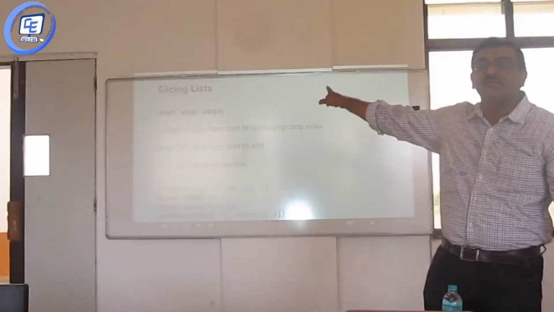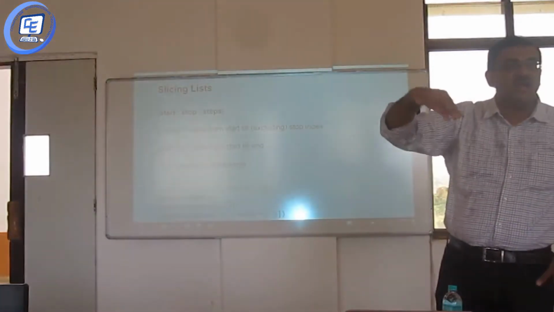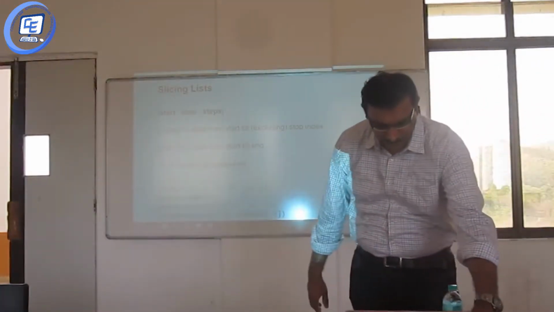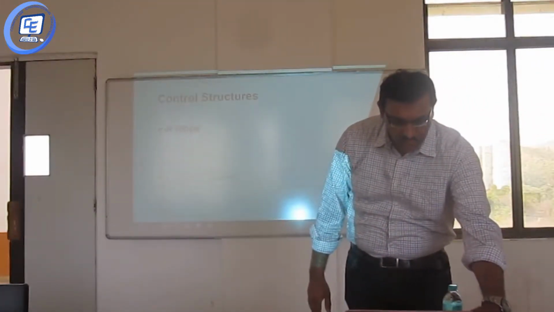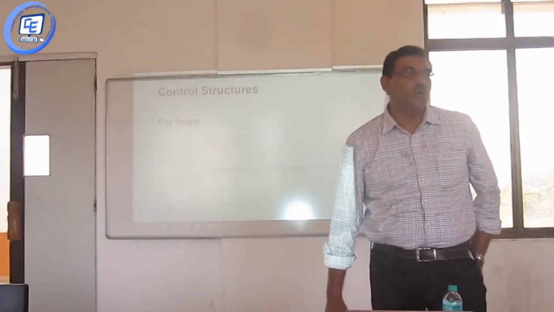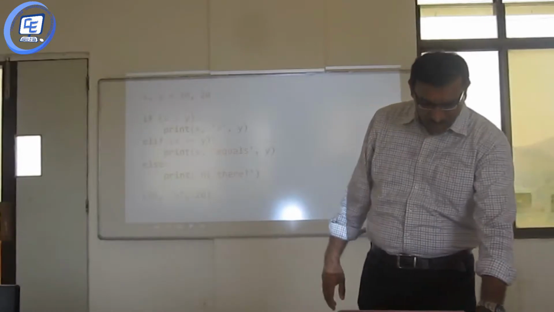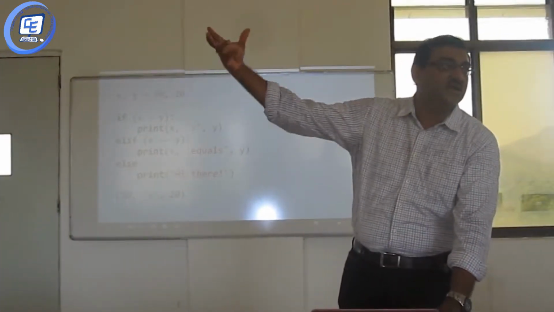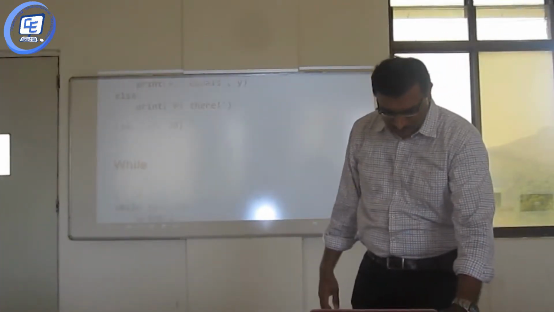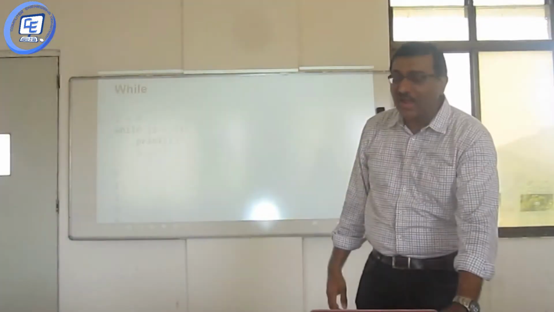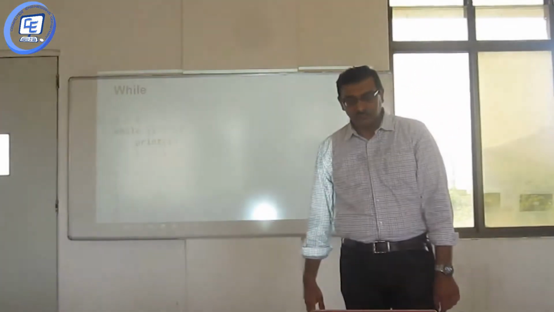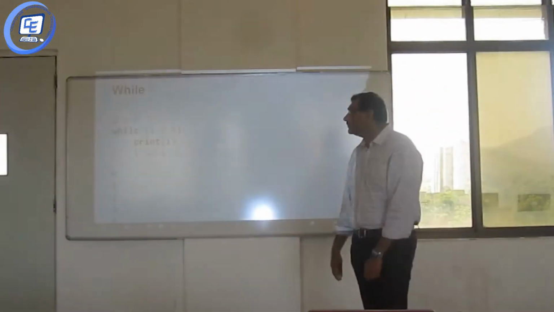So this syntax is important to remember. Start, stop and step. Okay. Now the basic control structures: for loop, while loop, if. How to define them. You can see if, elif and else are keywords, so they have a different color. Next look at while. Again this should be very simple.